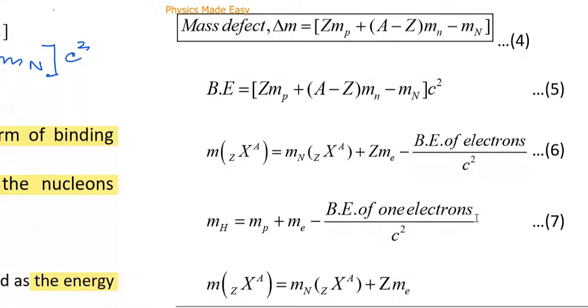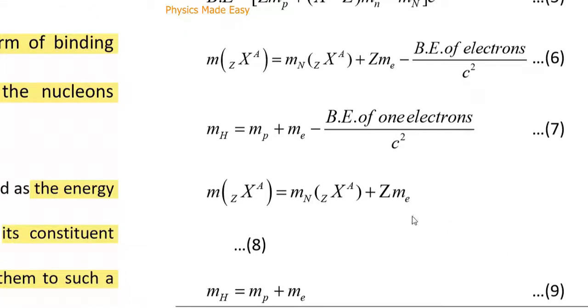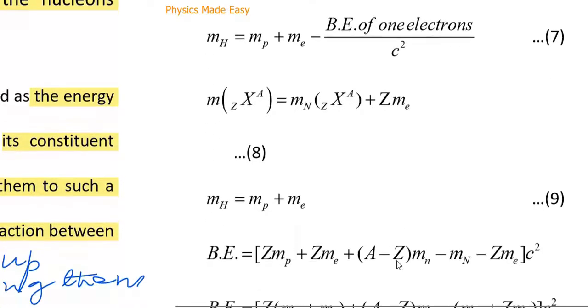So this relation we keep in mind. And now we also know that the mass of hydrogen atom Mh is equal to the mass of proton plus the mass of electron minus the binding energy per nucleon. Now we again focus on the top relationship and we ignore this binding energy per nucleon. We know that Mh is Mp plus Me. This mass of hydrogen atom is Mp plus Me.